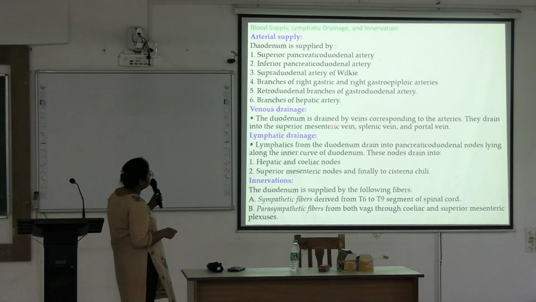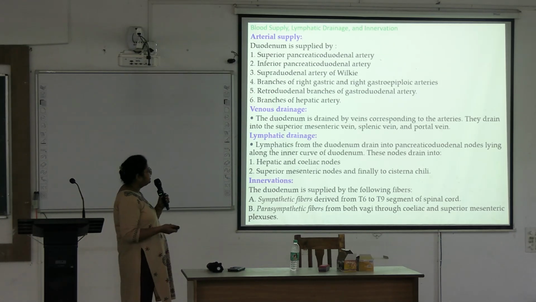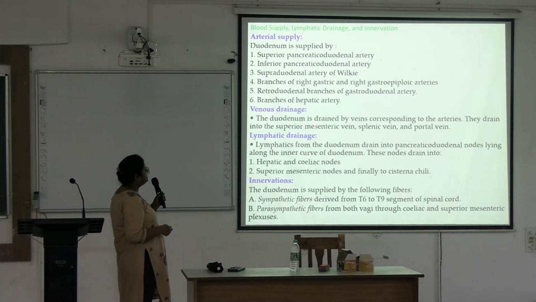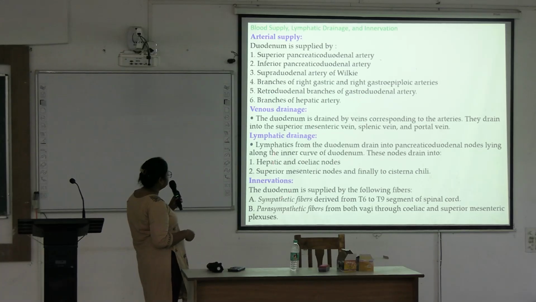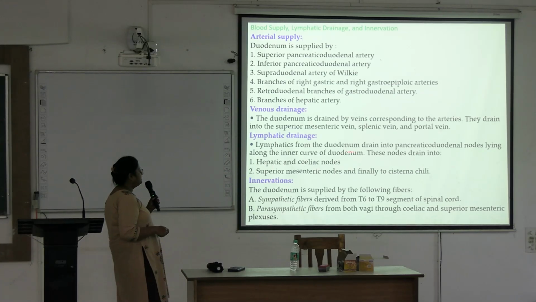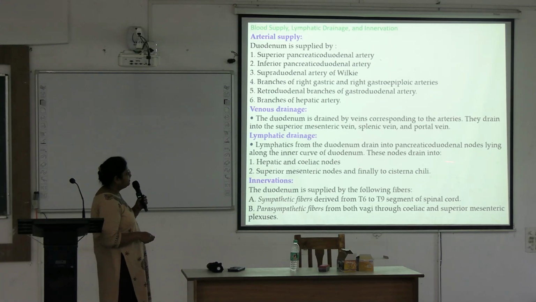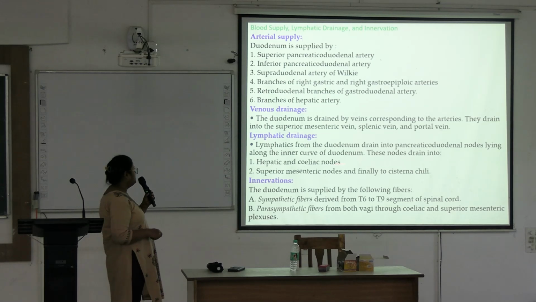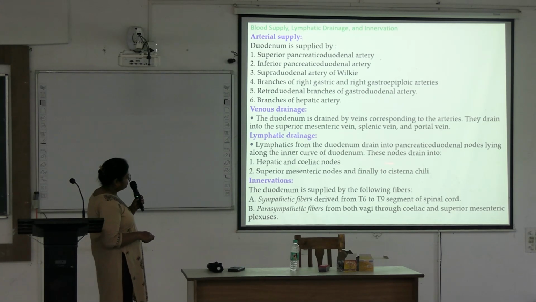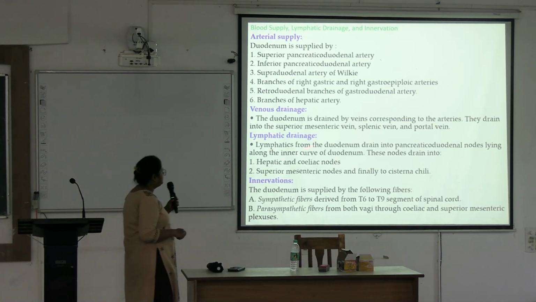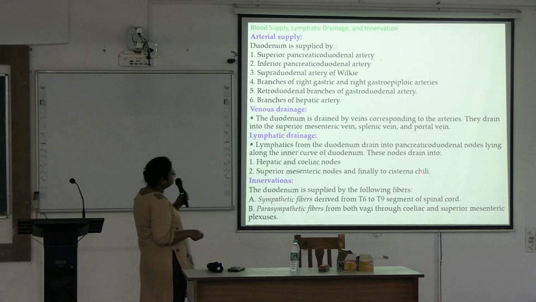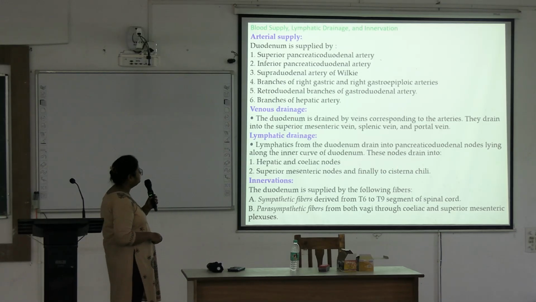Venous drainage: it is drained by veins corresponding to the arteries, and they drain into the superior mesenteric vein, splenic vein, and the portal vein. Next, lymphatic drainage. Lymphatics from the duodenum drain into pancreaticoduodenal lymph nodes lying along the inner curve of the duodenum. These nodes drain into hepatic and celiac nodes, superior mesenteric nodes, and finally to the cisterna chyli.